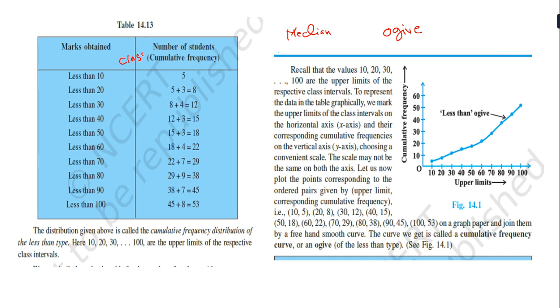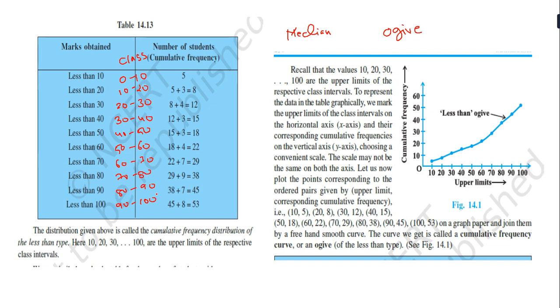So here, if classes are given, say 1 to 10, 10 to 20, 20 to 30, 30 to 40, 40 to 50, 50 to 60, 60 to 70, 70 to 80, 80 to 90, and 90 to 100, that way they are giving. Now we have to draw the less than type ogive.